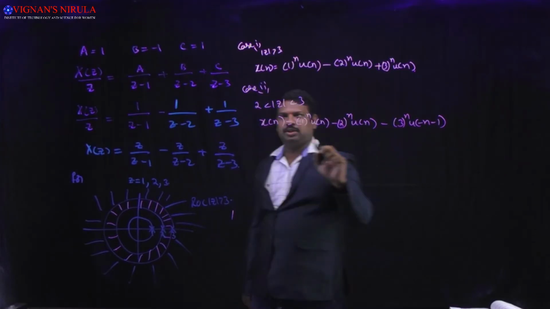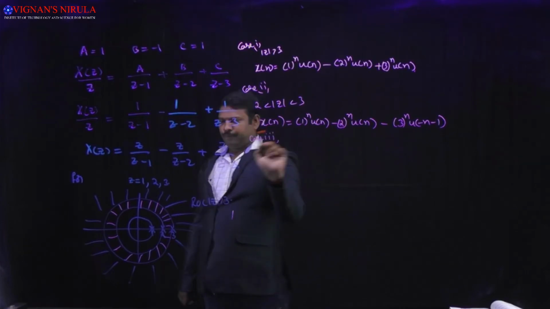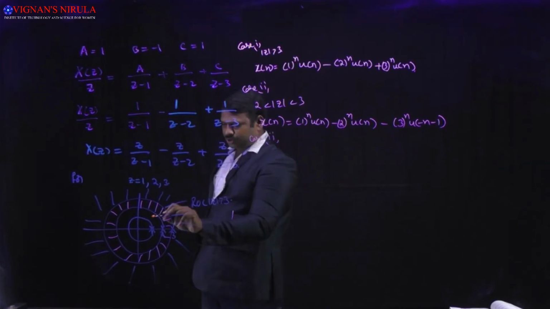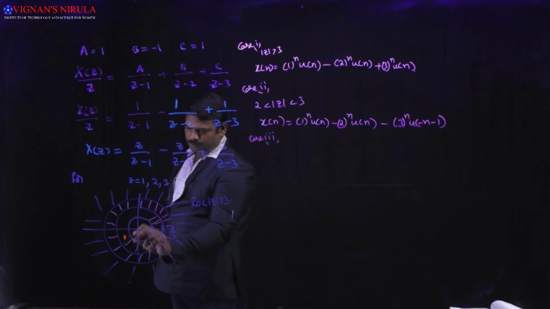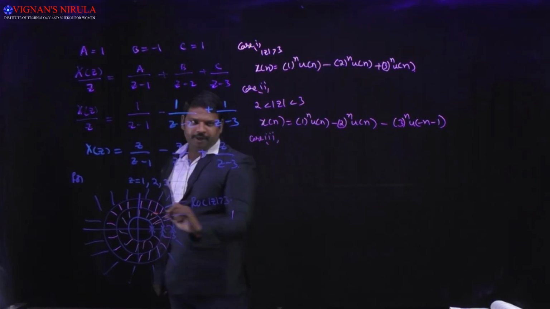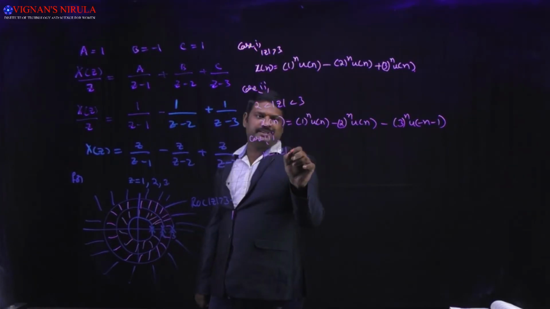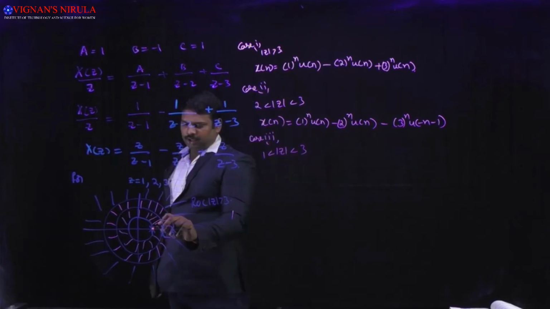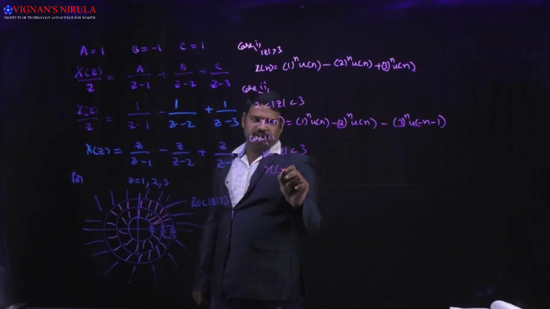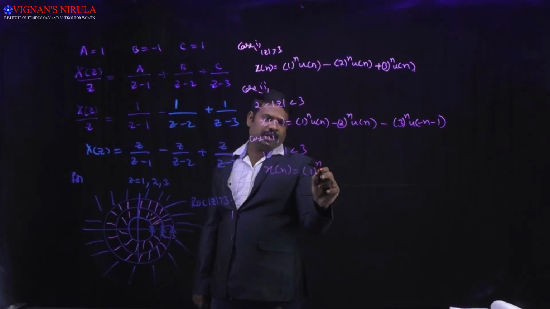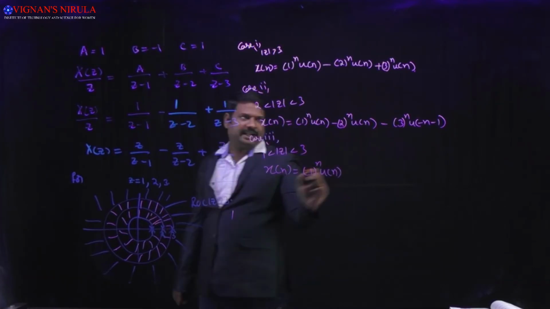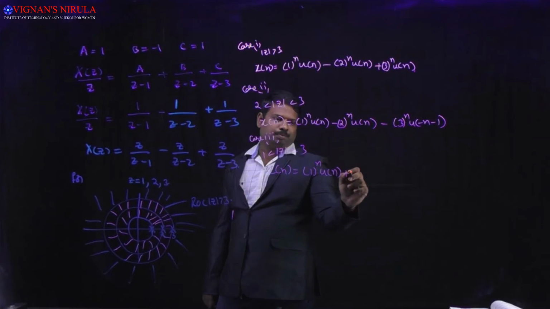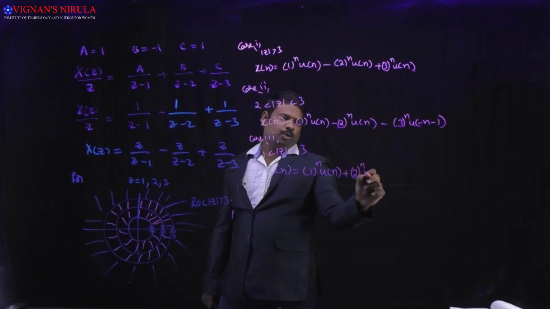In the case 3, when our ROC is between the 1 and 2, that's 1 less than mod z less than 2. Similarly, looking at the pole 1, the ROC is outside. That's why first we need to write 1 power n u of n. Looking at the pole 2, it is inside. Here also minus is there, therefore plus 2 power n u of minus n minus 1 as a non-causal sequence.